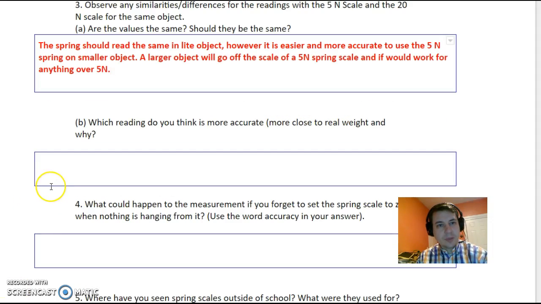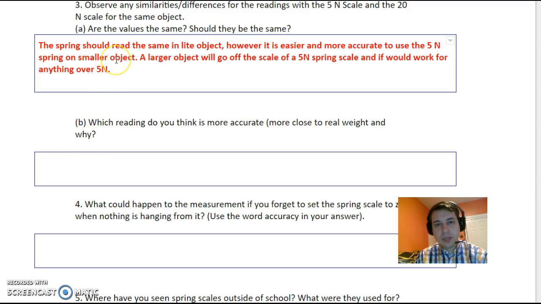Okay, observe any similarities or differences in the readings from a 5 Newton scale and the 20 Newton scale on the same object. Are the values the same, and should they be the same? If you use any of the scales, when should you use each of them? Of course, you want to use the scale that's closest to the number. We had 2.5s, 5s, 10s, I think a couple 20s, 30s and 50s mixed in there. Clearly, you want to use the one that's closest to that measurement.